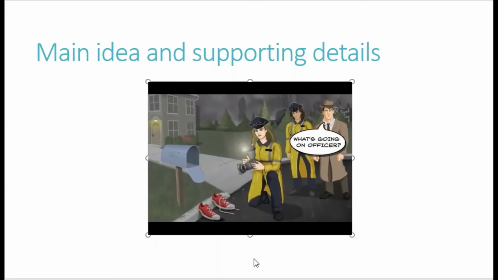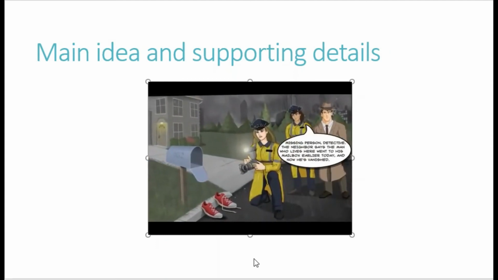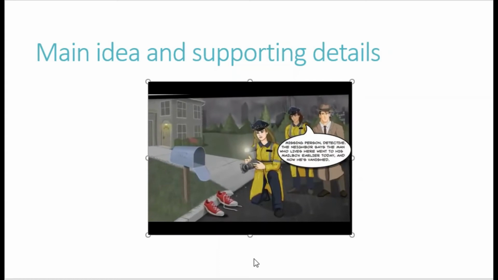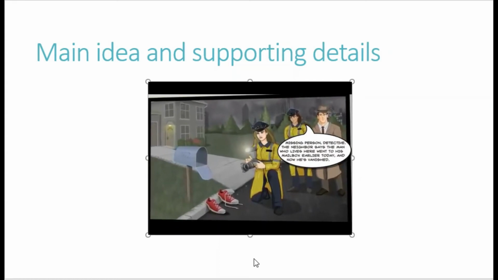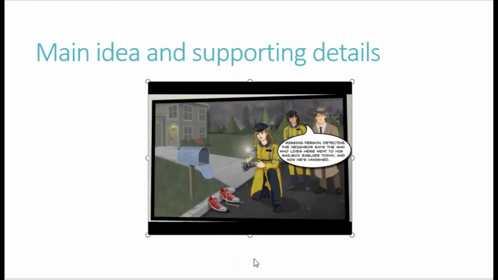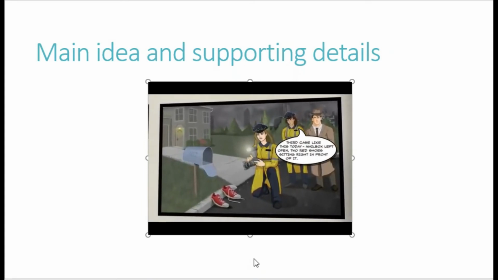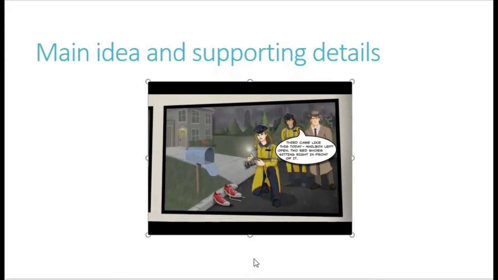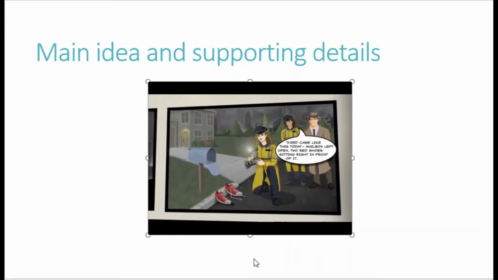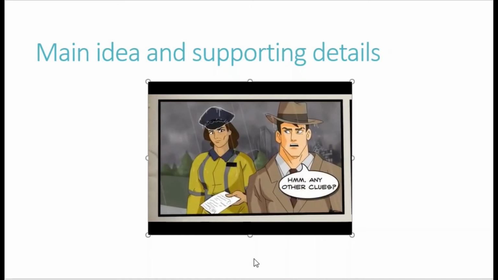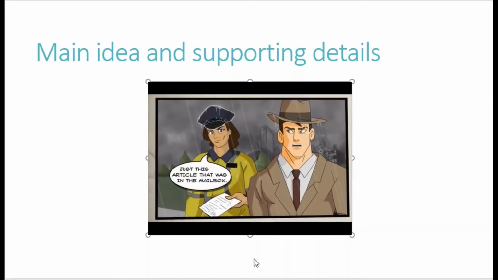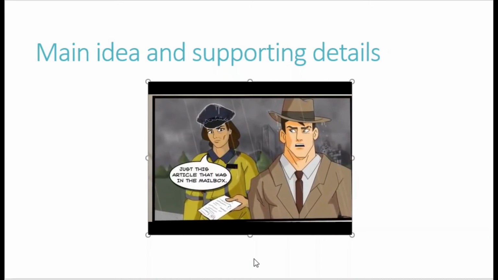What's going on, officer? Missing person detective. The neighbor says the man who lives here went to his mailbox earlier today, and now he's vanished. Third case like this today. Mailbox left open. Two red shoes sitting right in front of it. Any other clues? Just this article that was in the mailbox.